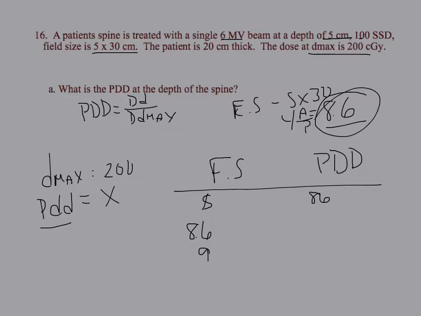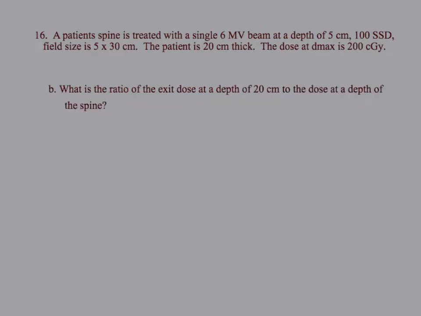We know for 8 it's an 86. For 9, 86.5. Again, you're going to do your subtraction, and you're going to come up with 0.3. You're going to add that to your original percentage depth dose of 86, which will give you 86.3 for your new percentage depth dose. So I found my percentage depth dose for this patient at the depth of the spine.